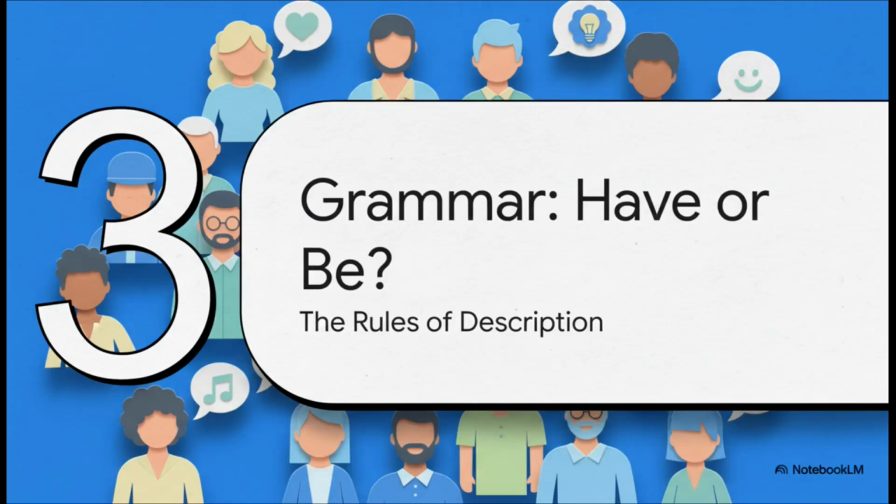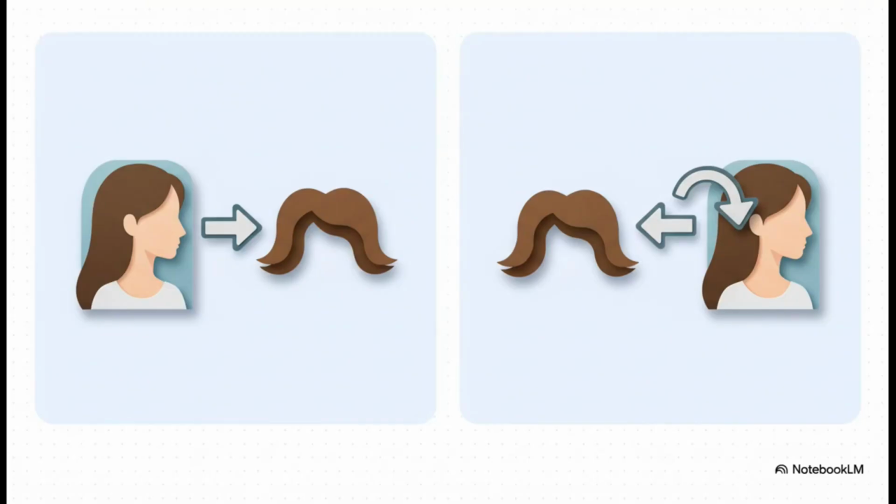So we've got all these great descriptive words, but how do we actually put them into sentences correctly? Well, it all comes down to two very important little verbs, to have and to be. Here's the simple rule. When you use have, the person always comes first, like in she has brown hair. But when you use be, the feature comes first. Her hair is brown. Both are totally correct. It's just a different way of saying the exact same thing.